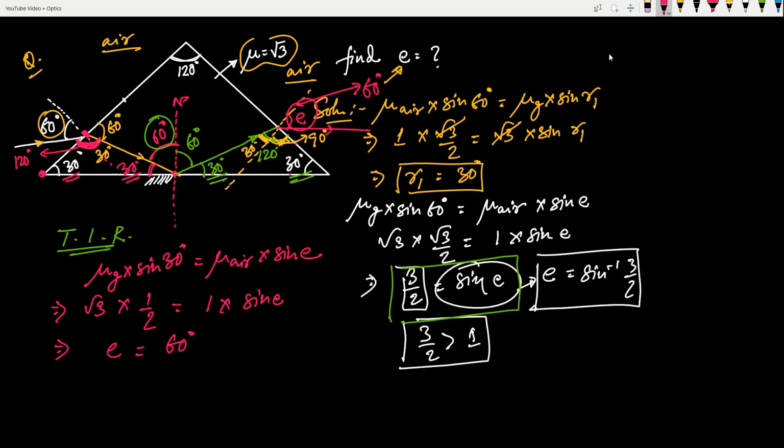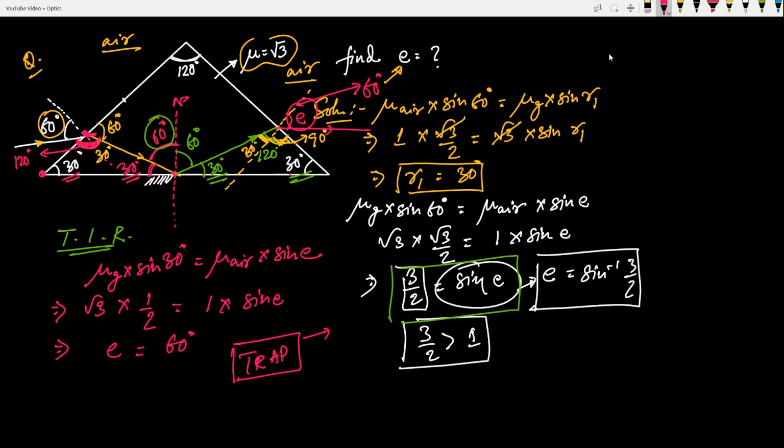I hope the concept is clear. Very simple. Just go and check the traps I have talked about. There are two traps in this question. The first trap is that you need to check whether the ray will go and hit this surface or that surface. Okay, this is the first trap that I've spoken about.